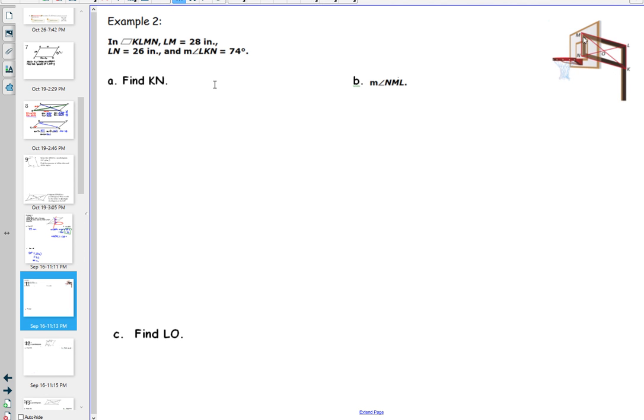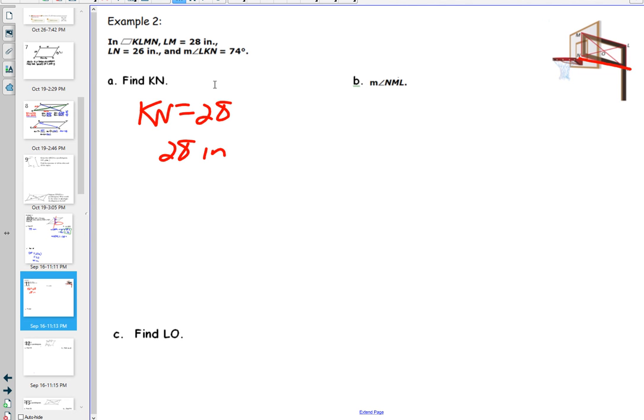If you can't see it on your paper, then write it bigger. You've got plenty of space to write. Here's K, here's N. That's a side. Opposite sides are congruent. In this case, that's going to be the same as LM. They give me LM, so KN is going to be just 28 inches.